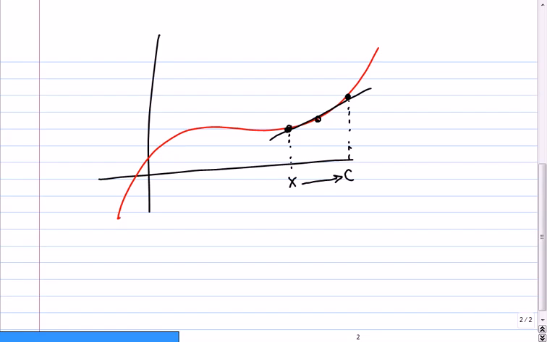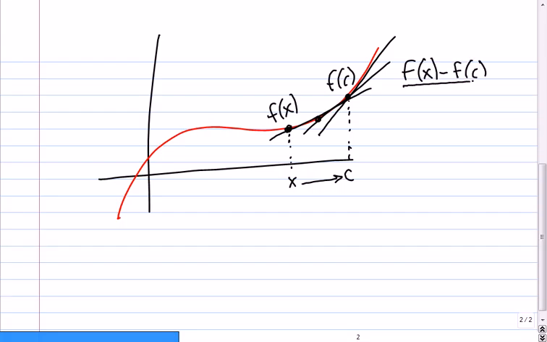And then as I move closer, it starts to approximate better and better until it in fact is the tangent line. So this would be the same slope formula. It's just I'm using two distinct points, not some change away from x. So the slope formula would be f of x minus f of c over x minus c. And that's 2 points. So remember, in calculus, we're interested in the tangent, which is 1 point.